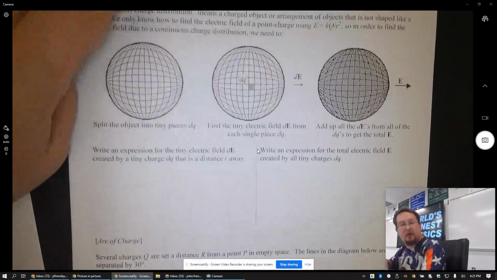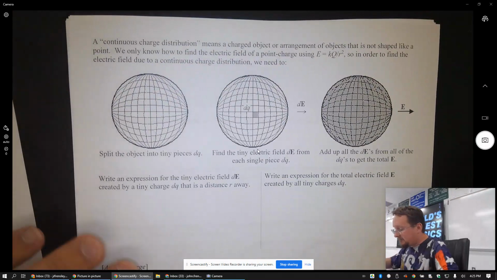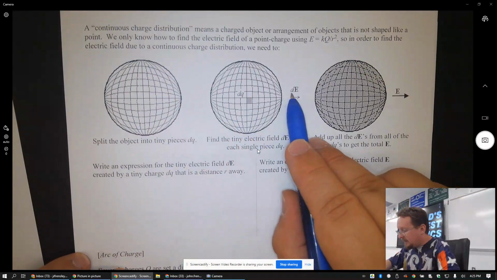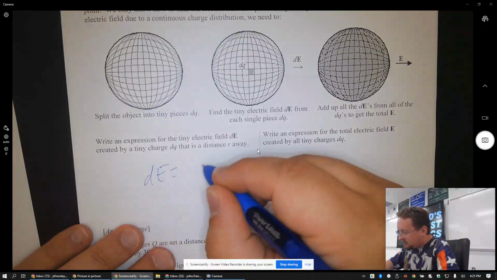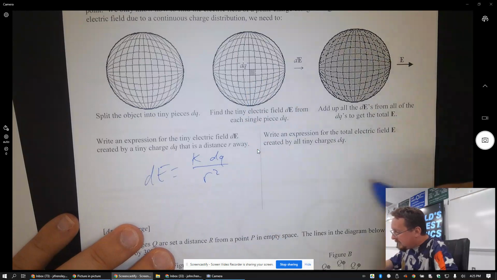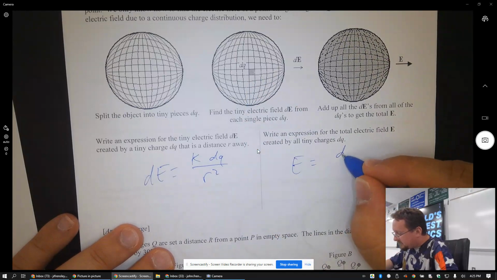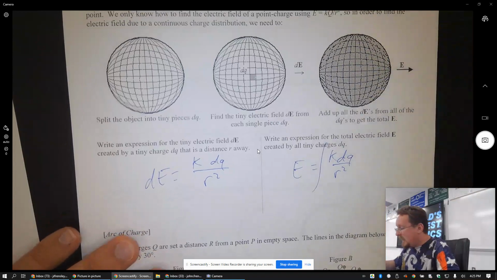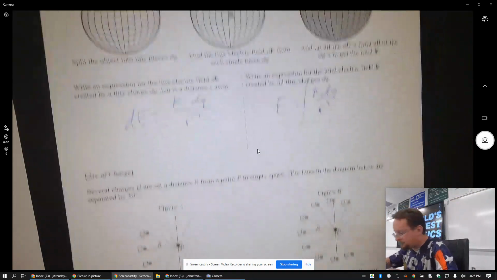And then I say, okay, well, in general, you have to take the charge distribution, break it up into little pieces, and find the tiny electric field. The tiny electric field is k tiny charge over distance squared for that one piece. And then to get the total electric field, you have to take each of the little k dq over r squared and add it all up, right? So we're having that conceptual discussion there.